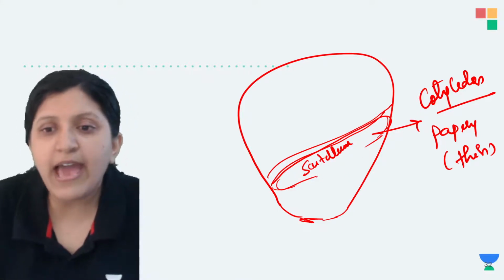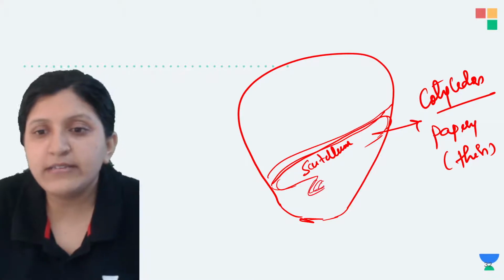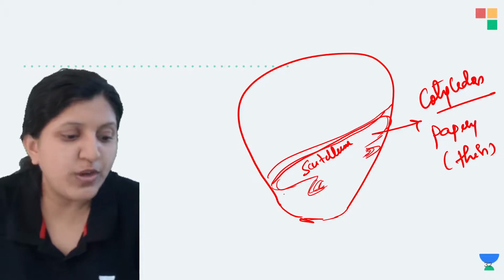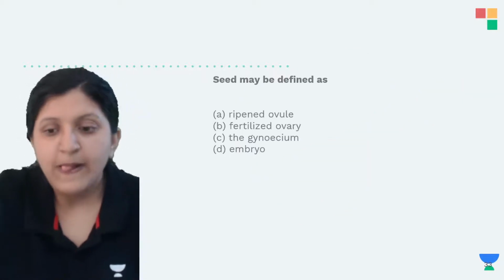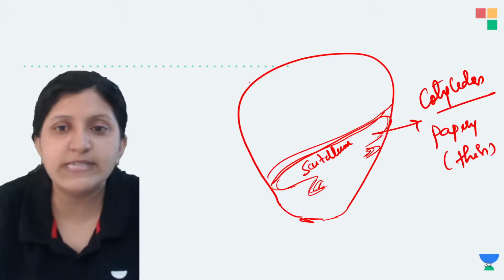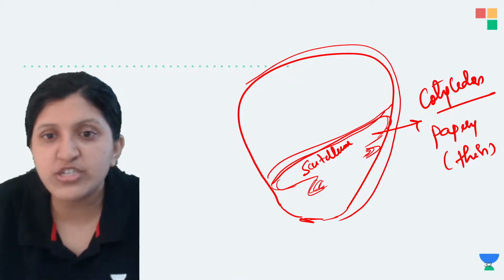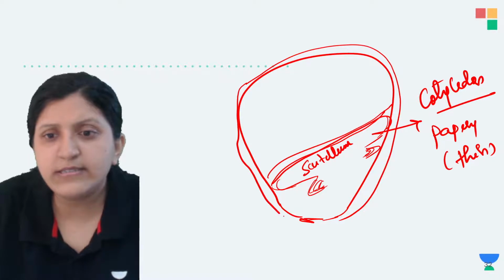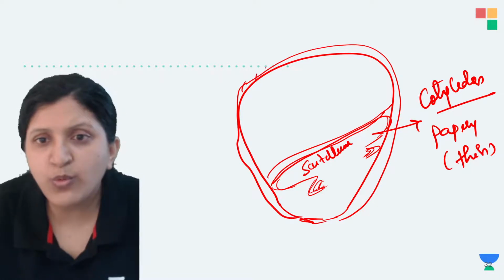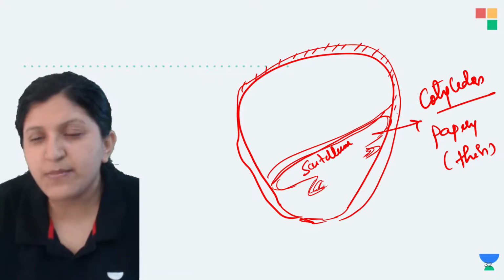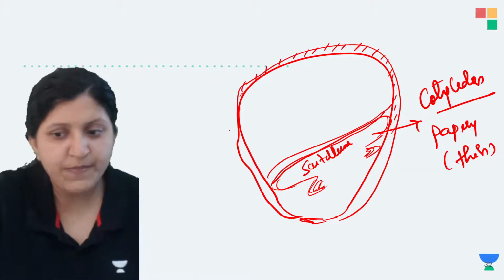So here, as usual, there is a radicle and a plumule, which will give rise to a root system and a shoot system. Then there is one more outer covering, which is called the aleurone layer, which is actually a proteinaceous layer. So let me just complete this. This way it will be there.